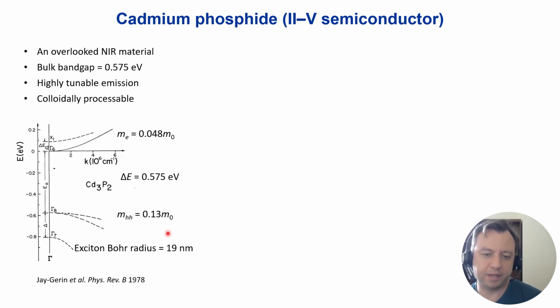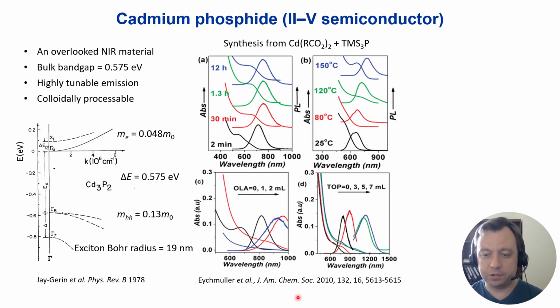The effective masses of the carriers are fairly light, in particular the electron, which suggests a large exciton Bohr radius and strong quantum confinement. As we make the quantum dots of cadmium phosphide, the band gap will open up dramatically. The first reproducible synthesis of cadmium phosphide quantum dots was reported in 2010 by two groups in parallel, Xiaogang Peng and Alexander Eychmüller. So here I'm looking at Eychmüller's synthesis using cadmium carboxylate and tris(trimethylsilyl)phosphine.